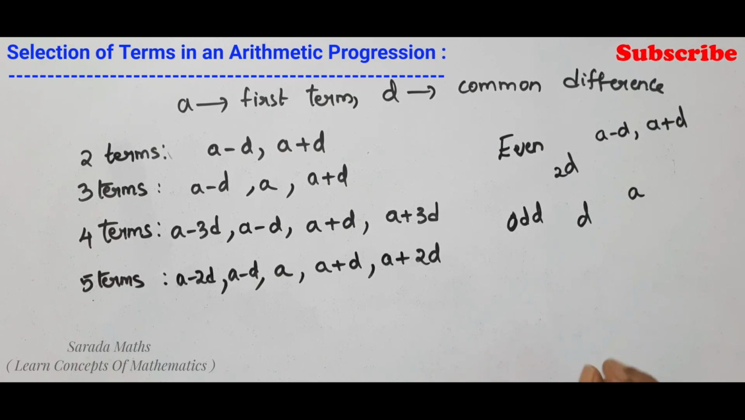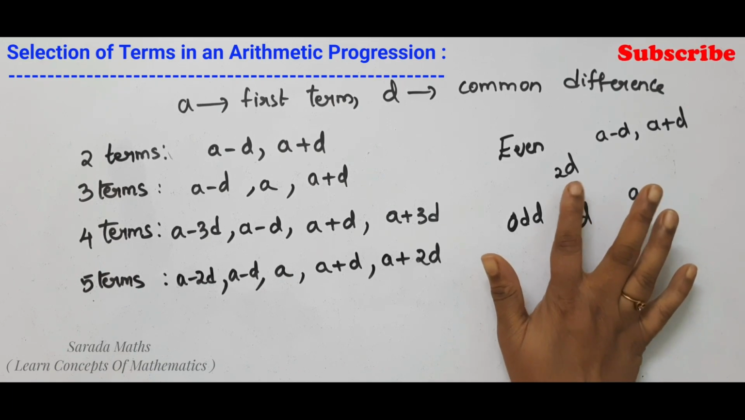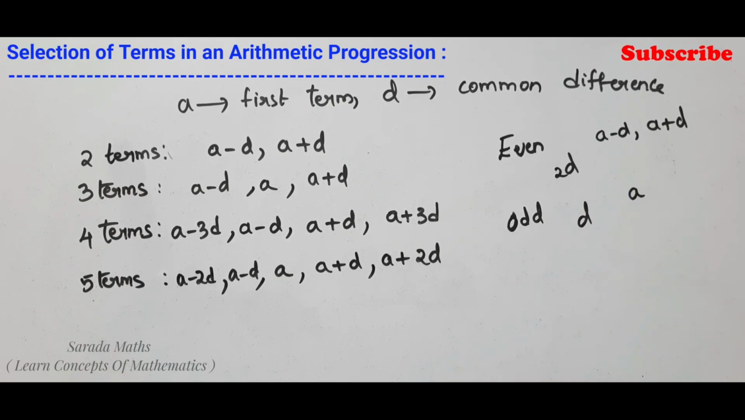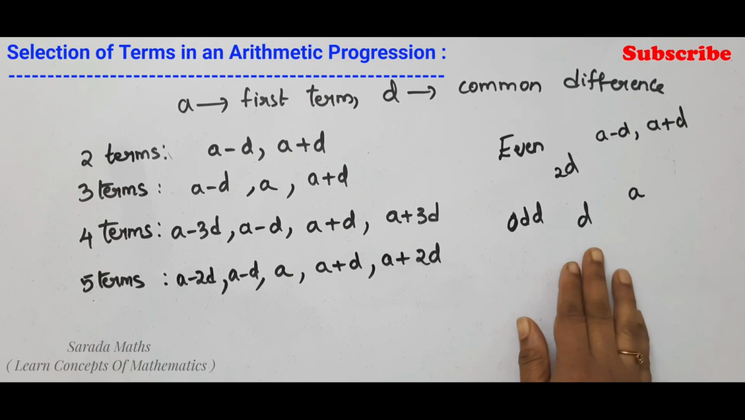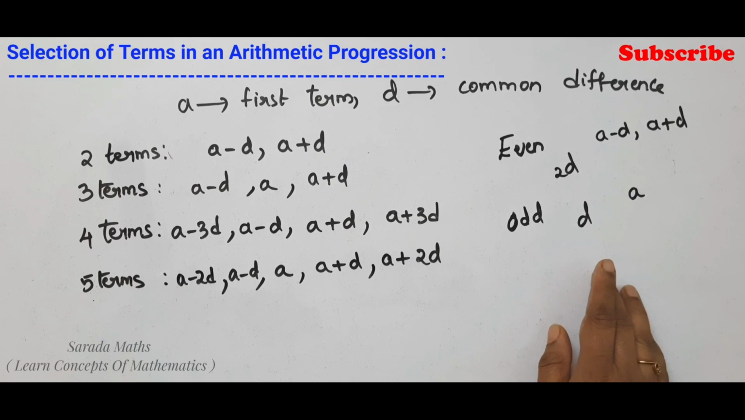When it is even, the middle terms should be A minus D and A plus D, and the remaining terms should be such that the common difference is 2D. If you have to select an odd number of terms, simply write down the middle term as A and take the remaining terms such that the common difference is D.